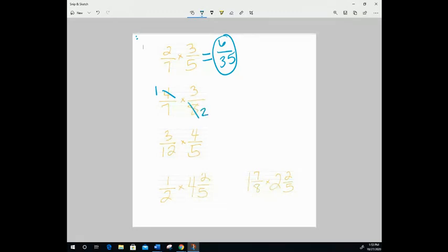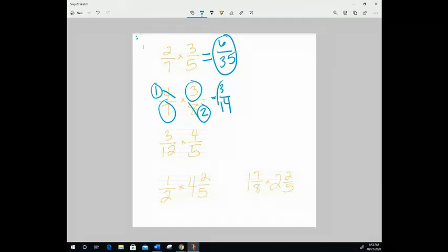So now these are new numbers. There's nowhere else that I can simplify, so I'm going to multiply 1 times 3. 1 times 3 is 3, and I'm going to multiply 7 times 2. 7 times 2 is 14, and even when I look at 3/14, that still can't be simplified, so I know I have the correct answer.